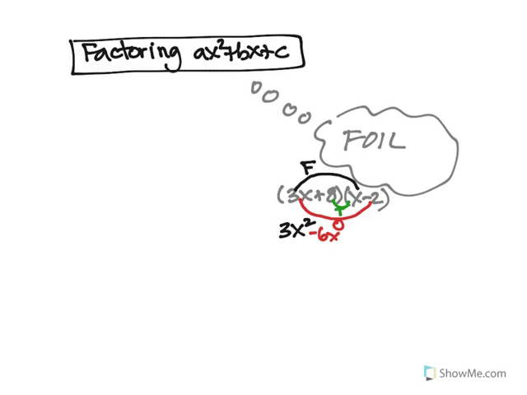Then you do the inner, that's the I, and that would give you a positive 8x. And then last but not least, you would do the last, and that would give you a minus 16. So when you simplify this, you would have a 3x squared, and then the outer plus the inner is going to give me a plus 2x, and then the last is the negative 16. So when you have your expression, this is the first, this is the outer plus the inner in FOIL, and this is the last term.